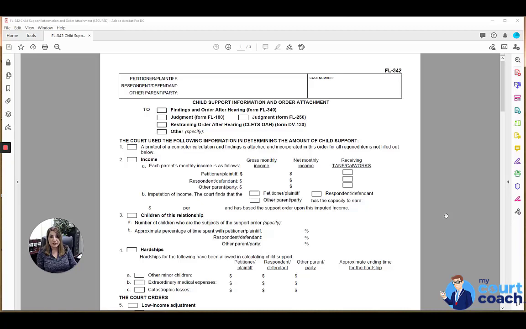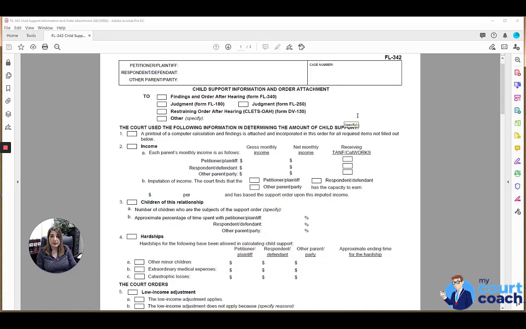My name is Sarah and I'll be your instructor today as we discuss the Child Support Information and Order Attachment, also known as Form FL-342. As with any court form, you want to fill in your identifying case caption information at the top. This is not a standalone form. It's typically attached to a formalized order.